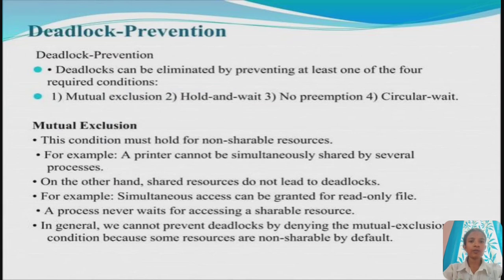Deadlock prevention. Deadlock can be eliminated by preventing at least one of the four required conditions: mutual exclusion, hold and wait, no preemption, circular wait. Mutual exclusion. This condition must hold for non-shareable resources. For example, a printer cannot be simultaneously shared by several processes. On the other hand, shareable resources do not lead to deadlock. For example, simultaneous access can be granted for a read-only file. A process never waits for accessing a shareable resource.